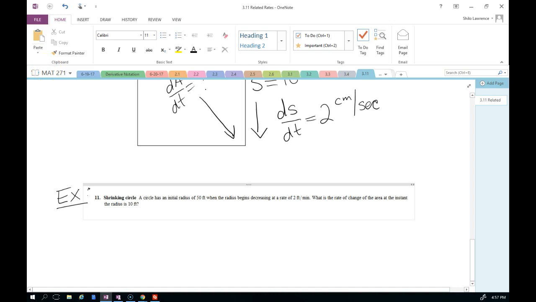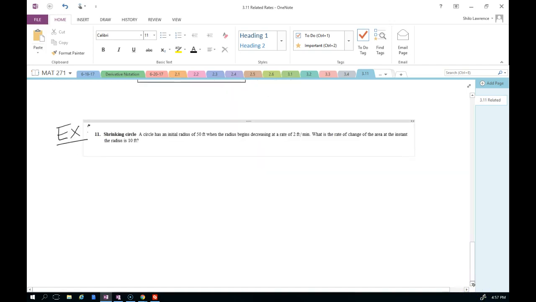So the next exercise is very similar, but I wanted to show you that it doesn't only work for things that are getting larger, but it also works for things that are getting smaller. So we might have to use negatives to represent things getting smaller. So in this example, it says a circle has an initial radius of 50 feet when the radius begins decreasing at a rate of 2 feet per minute.